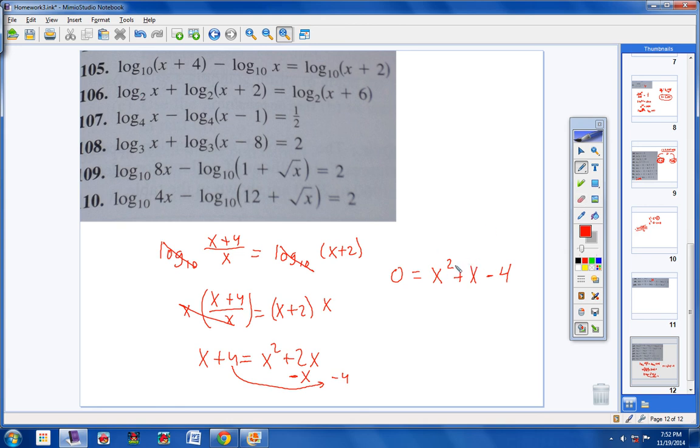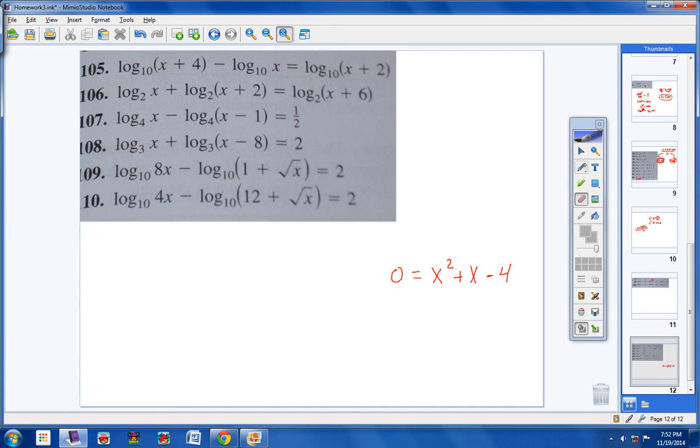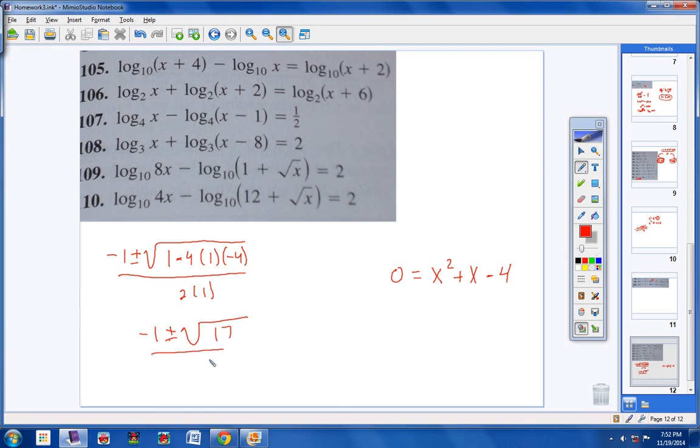So, here we go very quickly, and I do mean quickly. Here we go. Negative b plus minus the square root of b squared minus 4ac over 2a. Negative 1 plus minus the square root of 17 over 2. And that would give you these two answers right here.